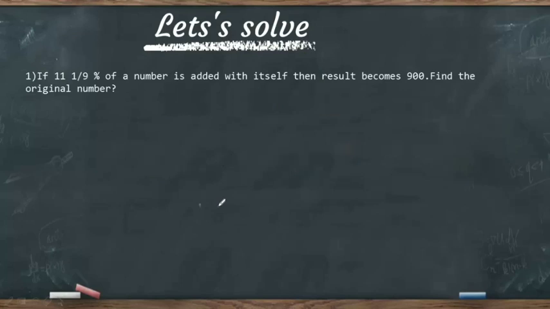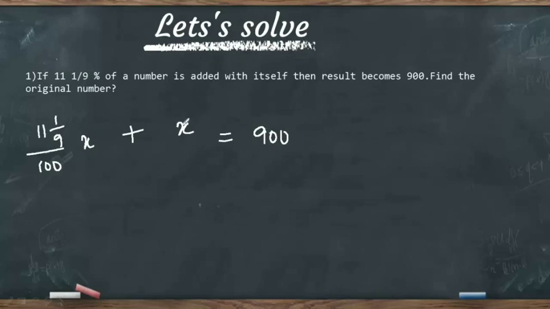Now let's try to do certain questions with the help of these concepts. If 11 1 by 9 percentage of a number is added with itself, then the result becomes 900. Find the original number. Here the original number is not known, so let's consider the original number to be x. They are telling that if 11 1 by 9 percentage of the number is added with the original number, then it is resulting in 900. This is what is given in the question. What is asked in the question?